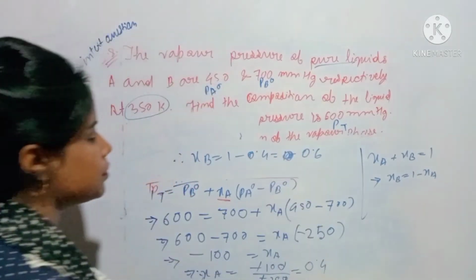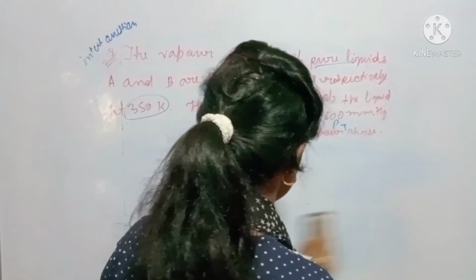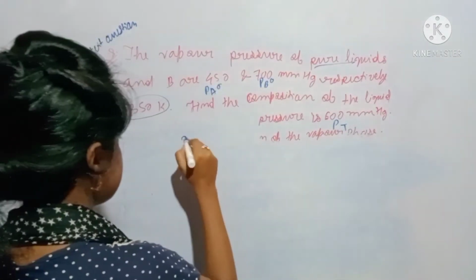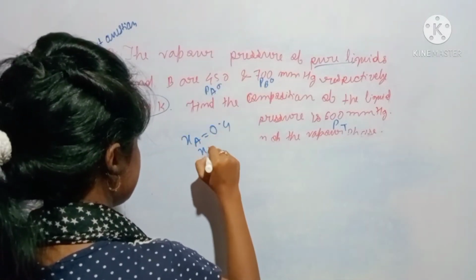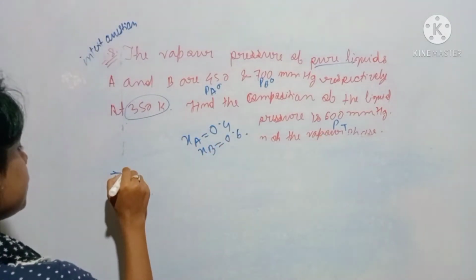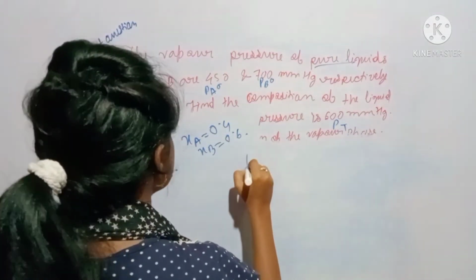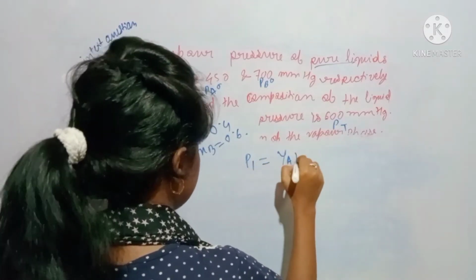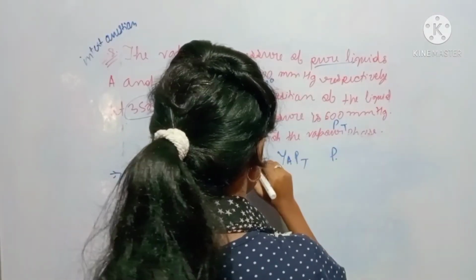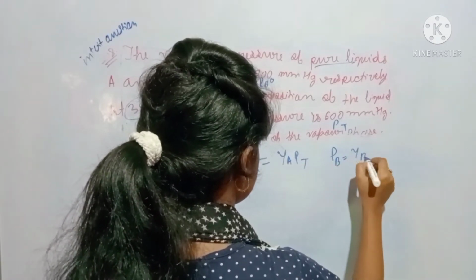Okay, so we get the values of XA and XB, and these are 0.4 and 0.6. The value of XA is 0.4, the value of XB is 0.6. Now we have to calculate the composition in vapor phase, that means YA and YB, and we know that PA equals YA PT. We know that formula, in our book we already learned this thing. And PB equals YB PT.